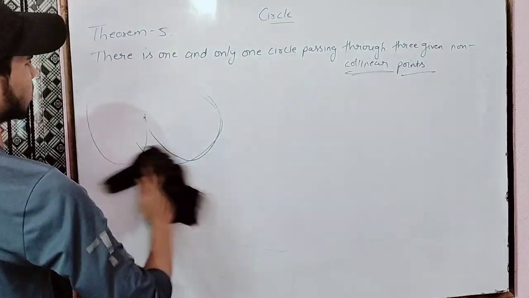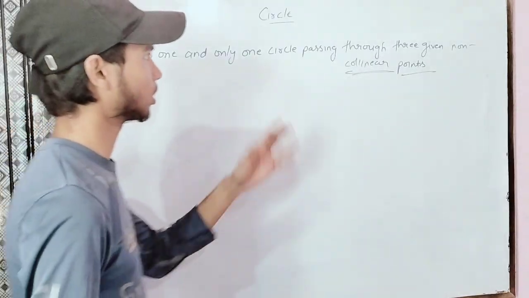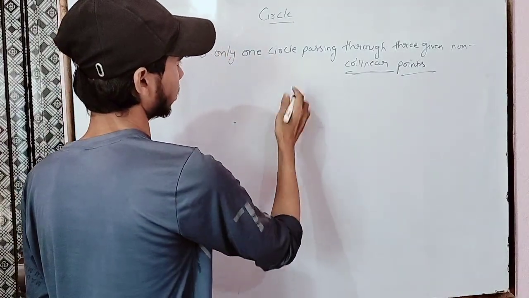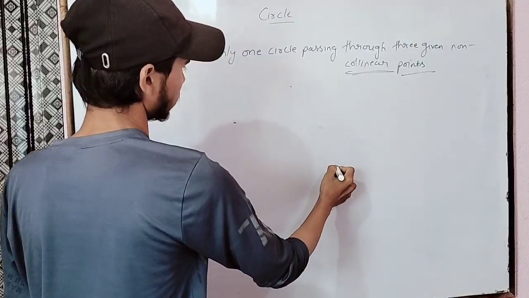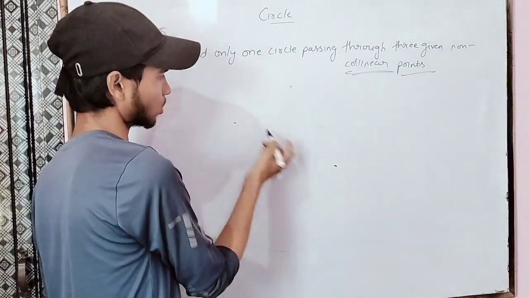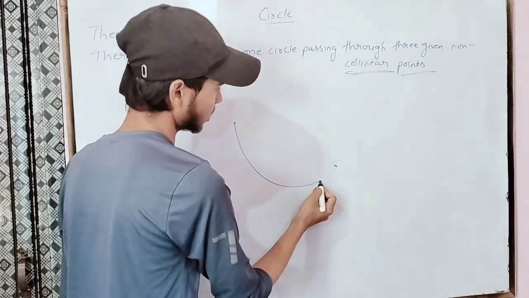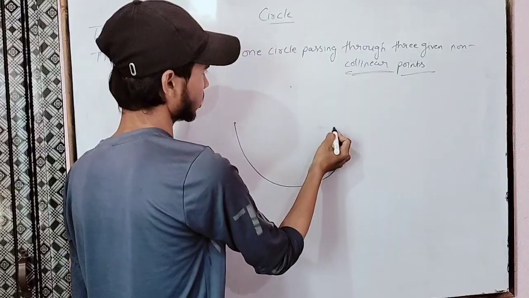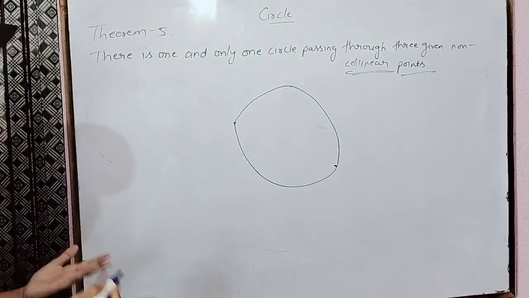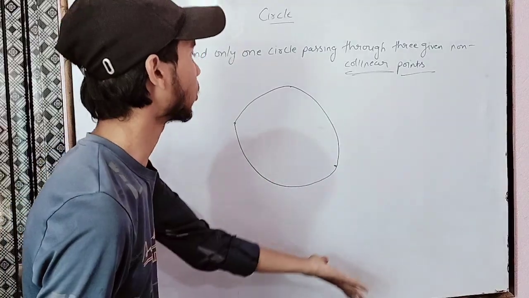Now let's come to the topic. Here collinear, non-collinear. This is one and this is one. Let's pass a circle through these given non-collinear points. This is crossing, this is crossing, this is crossing. This happened because of the non-collinear points.